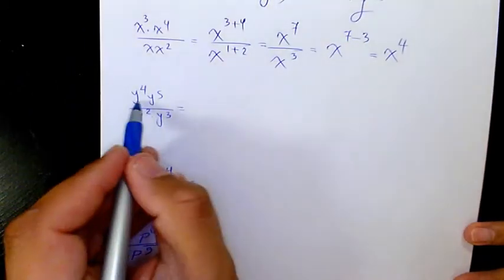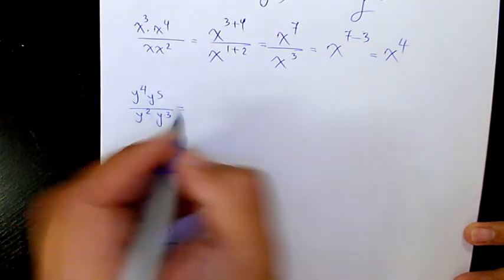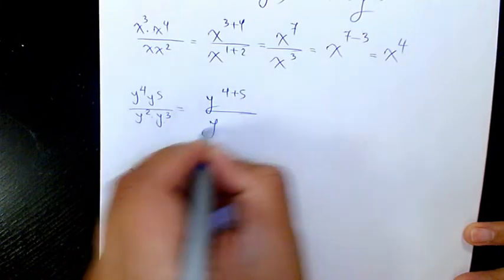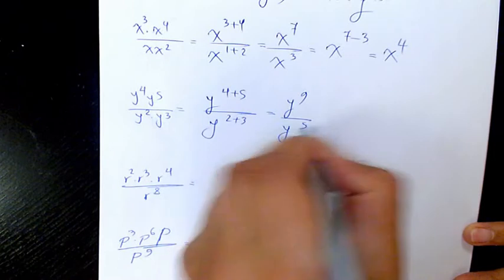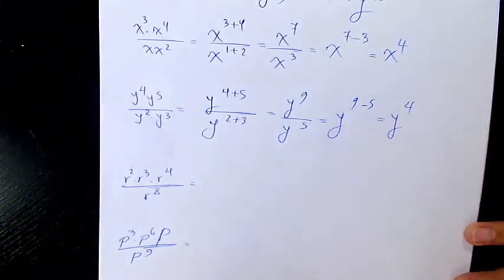Next one, y to the power of 4 times y to the power of 5 divided by y to the power of 2 times y to the power of 3. So it's going to be y to the power of 4 plus 5 divided by y to the power of 2 plus 3. So it's going to be y to the power of 9 divided by y to the power of 5, y to the power of 9 minus 5, which is y to the power of 4.